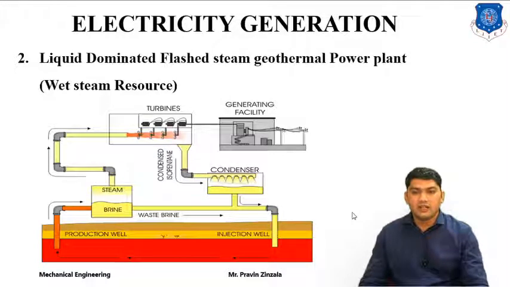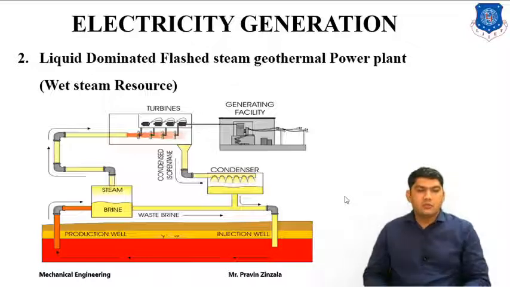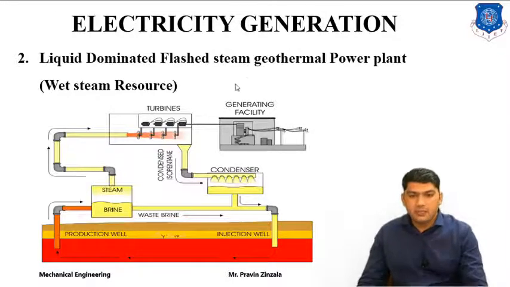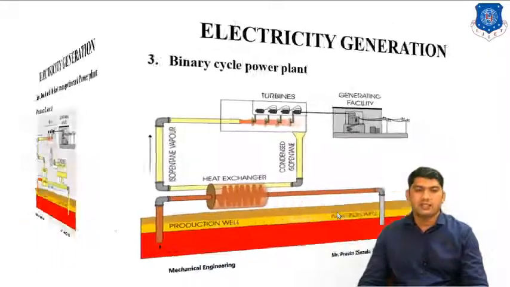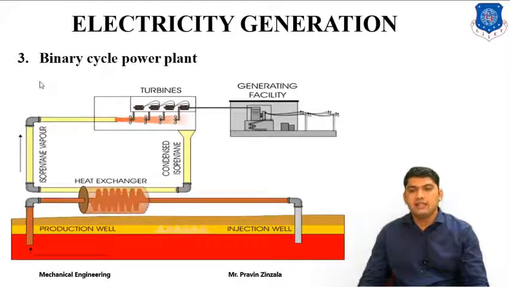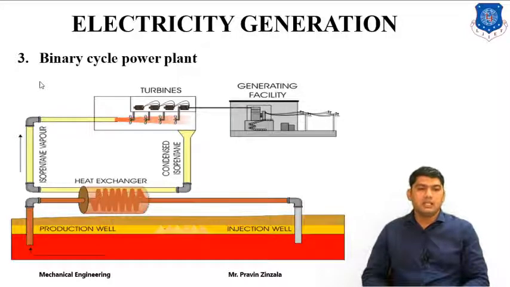This is one type of liquid dominated plant, where an isopentane type condenser is used. So it is the utilization of hot water or liquid for power generation, and it's called the liquid dominated wet steam geothermal power plant. The geothermal power plant is similar to our Rankine cycle. Next is the binary cycle power plant, which is the indirect contact type cycle.